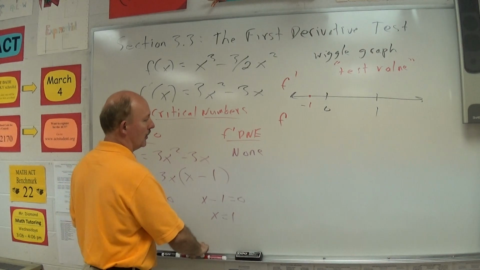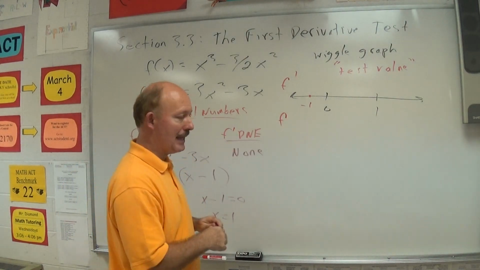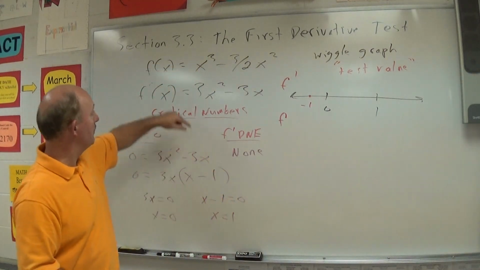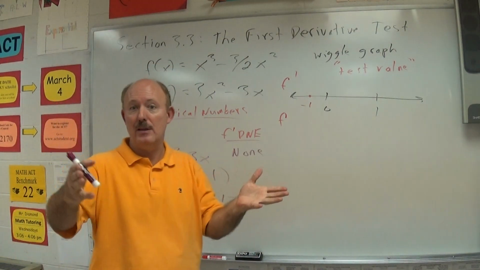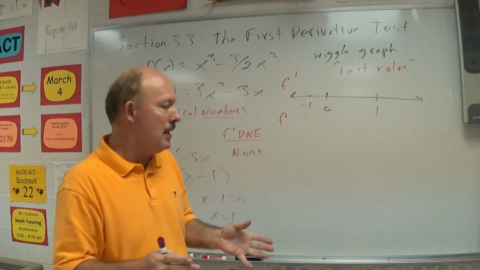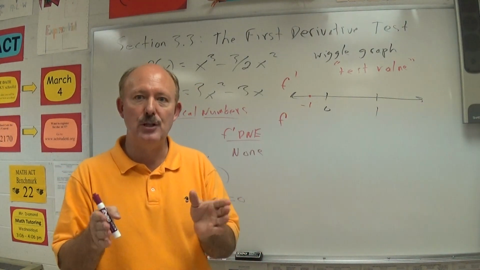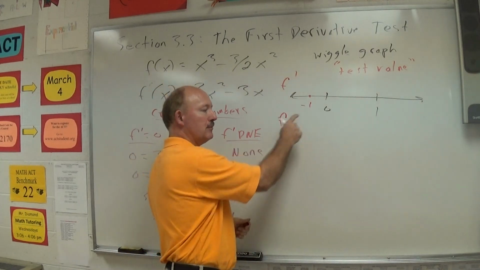So let's take the negative 1 and substitute it into the first derivative. Now, don't substitute it back into the original function. That'll give you the y value, and that's all it gives you. We want to see whether it's increasing or decreasing, and for that, we have to use the derivative. So let's take this test value.